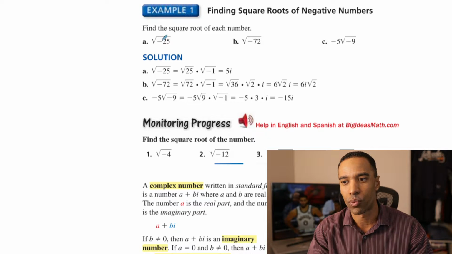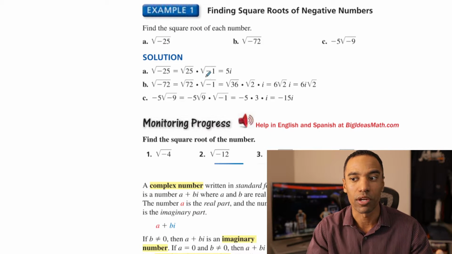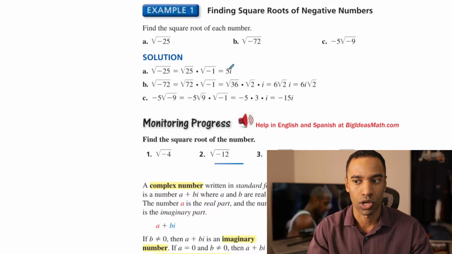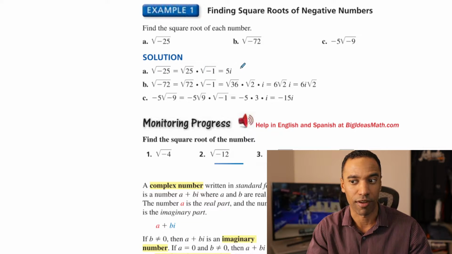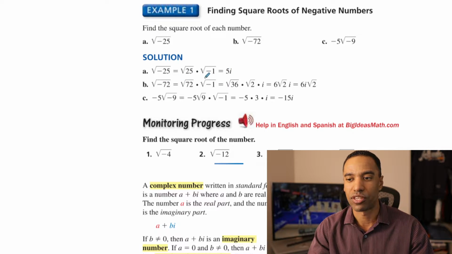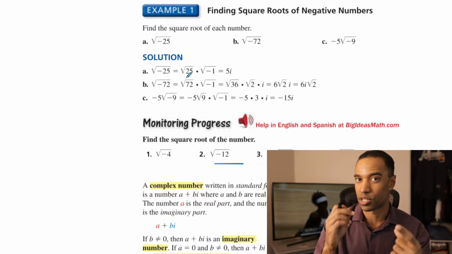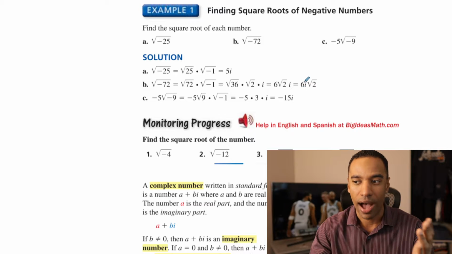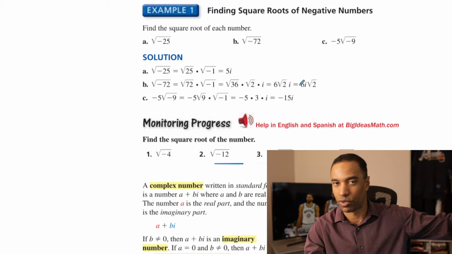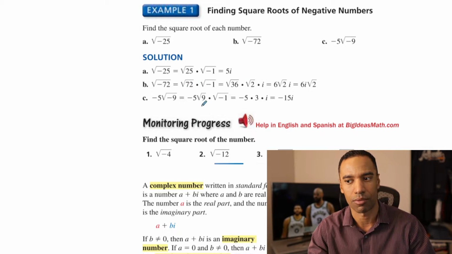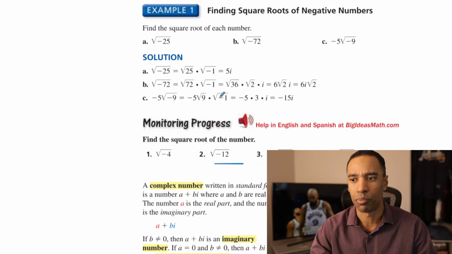The square root of negative 25. Well, hey guys, what's the square root of 25? Well, it's 5. So the square root of negative 25 is 5i. 5 times i, right? Square root of negative 72, you take the square root of 72, which breaks up into root 36 times root 2, or 6 root 2. The square root of negative 1 is i, so it becomes 6i root 2. Now i is the thing that pulls out of the radical, right? It's outside of it in this sense. So instead of the answer being 6 root 2, it's 6i root 2, and so on and so forth. We keep working that out.